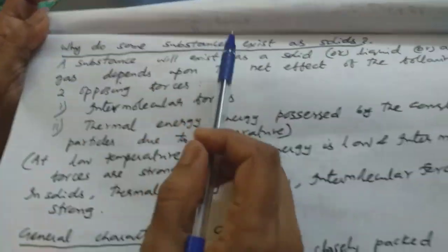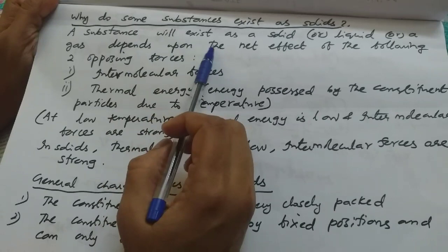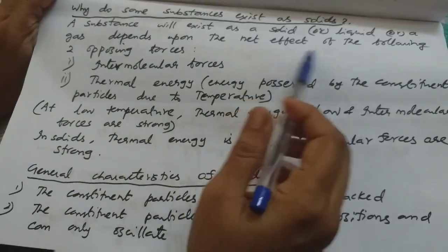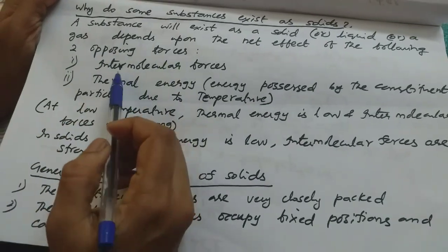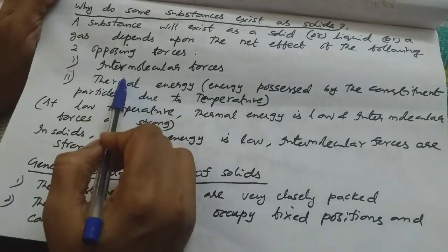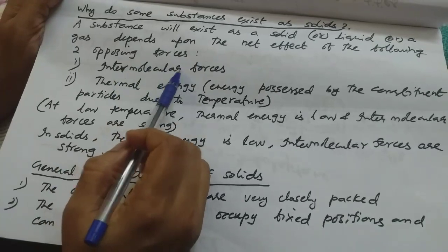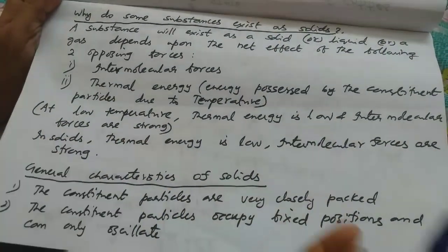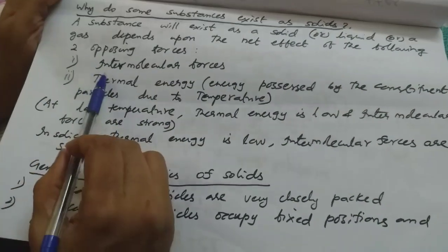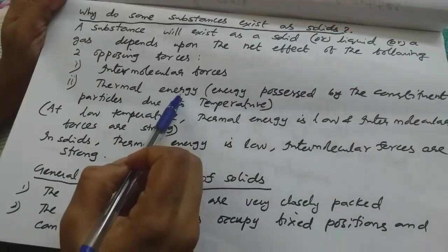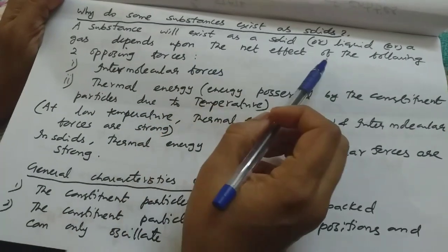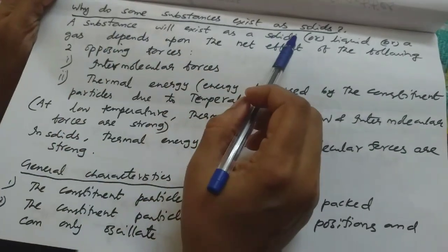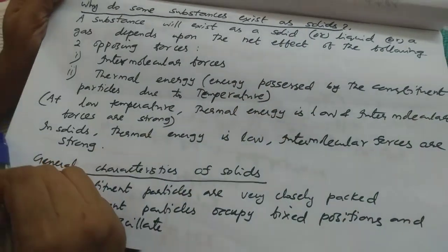And why do some substances exist as solid? A substance will exist as a solid or liquid or gas depending on the net effect of the following two opposing forces. One is the intermolecular force. This I told already. In solids, the intermolecular force is very, very strong. In a liquid, it is less, and it is least in the case of gases. So intermolecular forces and the thermal energy fix the physical state of the substance, whether it exists in solid state or liquid state or gaseous state.